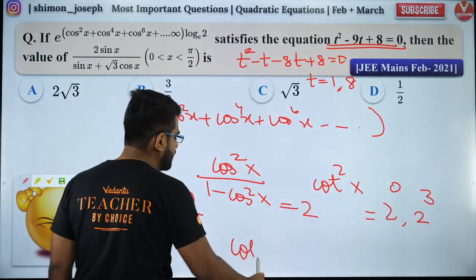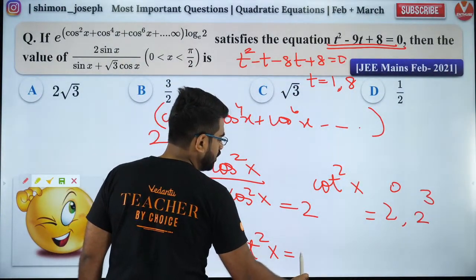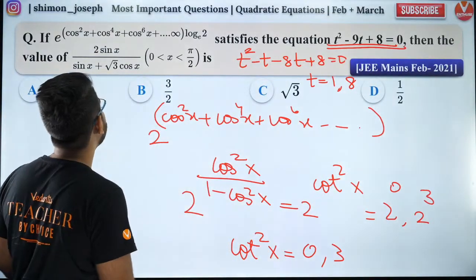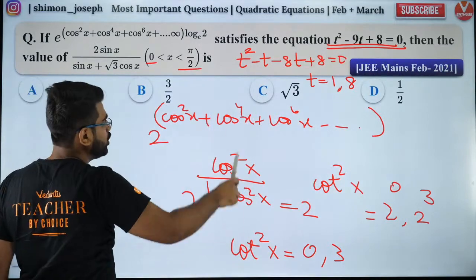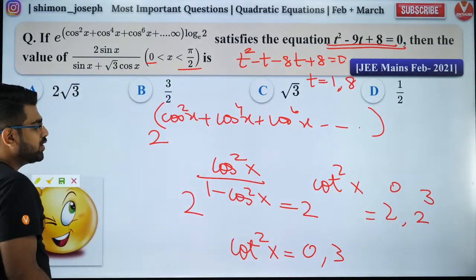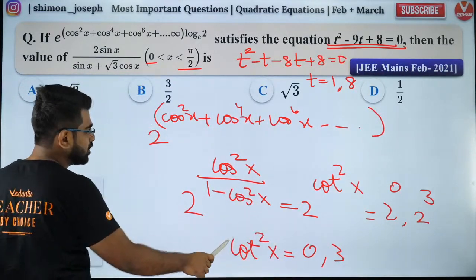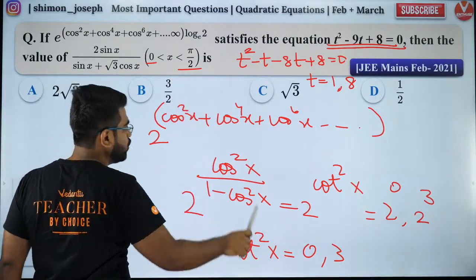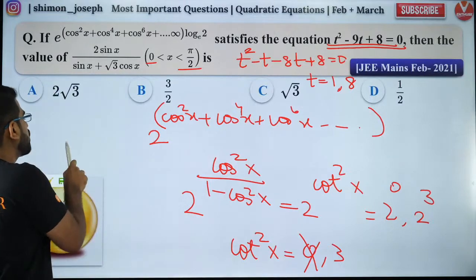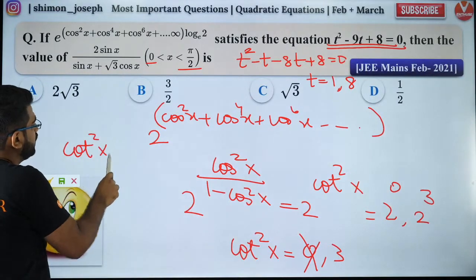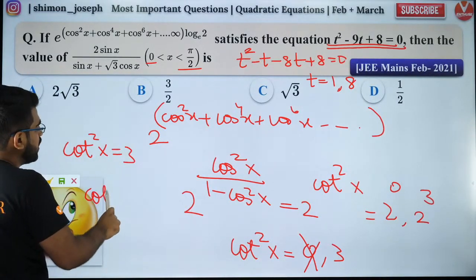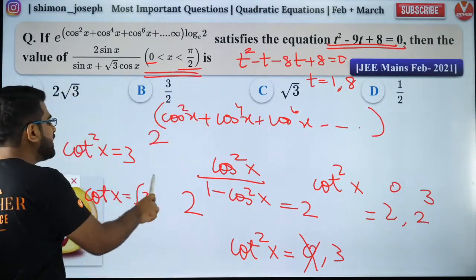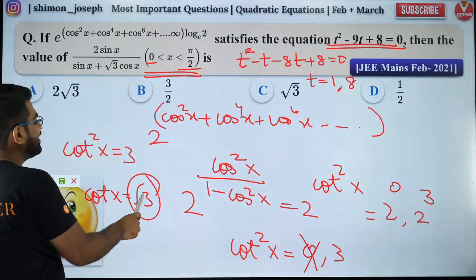So I will get cot square x is equal to 0 or 3. Now x lies between 0 to pi by 2. Got it? So cot x cannot be 0 because cot x is 0 at pi by 2, but x cannot be equal to pi by 2. So 0 is not possible. So cot square x is equal to 3, so cot x is equal to root 3. Why root 3? Because in the first quadrant it is positive. So cot x is equal to root 3.